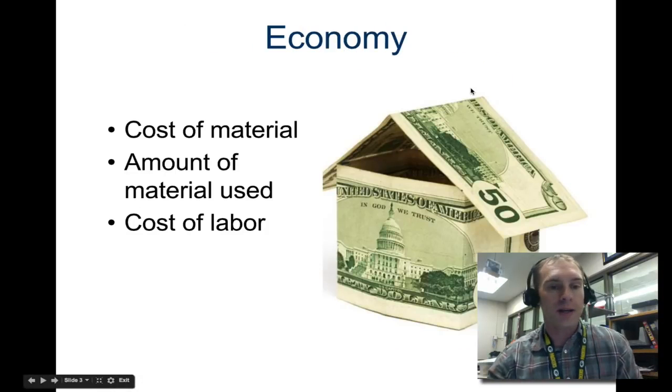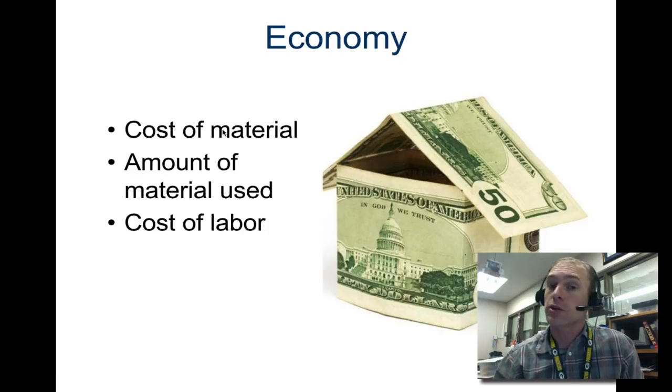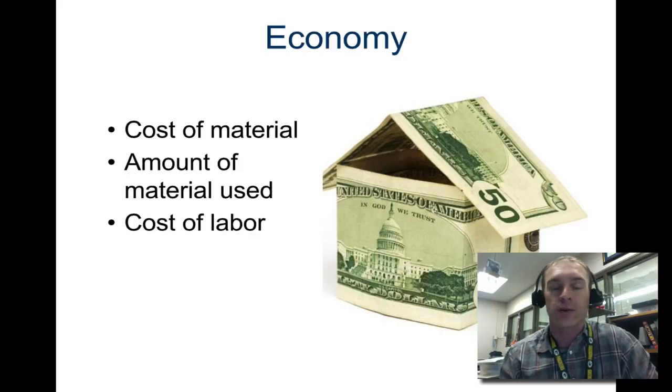So starting with economy, some things to consider when you are designing a product is cost of material, amount of material used, and cost of labor. Cost of material, do you want to use metal parts or do you want to use plastic parts so they serve the same purpose? Maybe some manufacturers of photocopiers have changed from metal to plastic parts. Does it still function, or does that make it a bad enough design because of parts that need to be replaced that people don't want to buy those anymore?